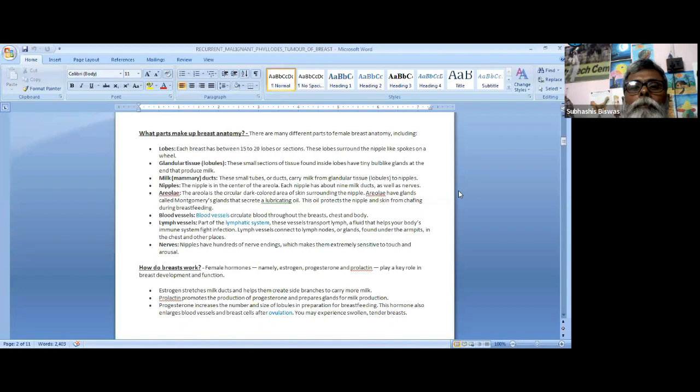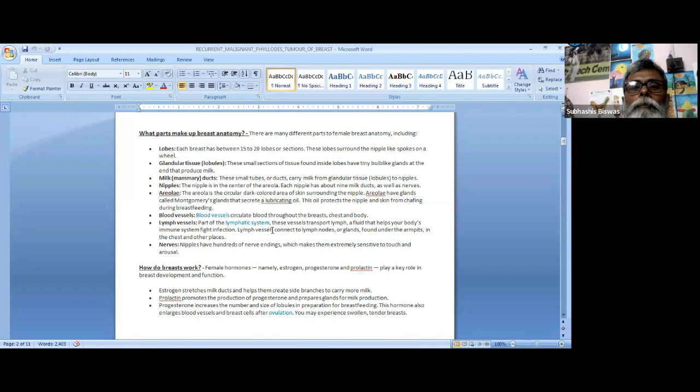The nipple is in the center of the areola. Each nipple has about 9 milk ducts as well as nerves. The areola is the circular dark-colored area of skin surrounding the nipple. Areolae have glands called Montgomery's glands that secrete a lubricating oil. This oil protects the nipple and skin from chafing during breastfeeding, and it also prevents the breastfeeding infant from getting any infections. The Montgomery tubercles secrete this secretion.